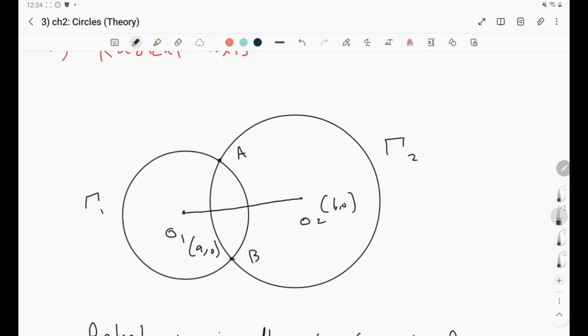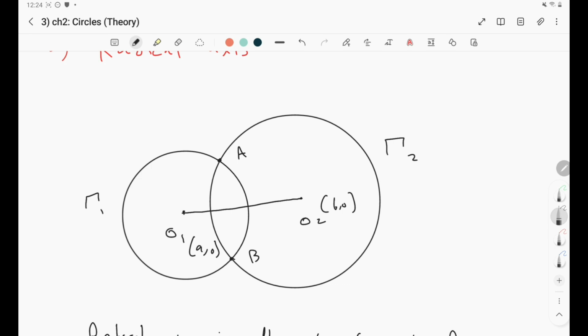However, in this special diagram, if A and B are the intersection points, then what's the power of point A with respect to gamma 1? Clearly it's 0. And with respect to the other one, it's also 0. So A lies on the radical axis, and similarly B lies on it. So in fact AB itself is the radical axis. Of course, this only happens when they are intersecting. If the two circles are not intersecting, then unfortunately we cannot immediately get it.